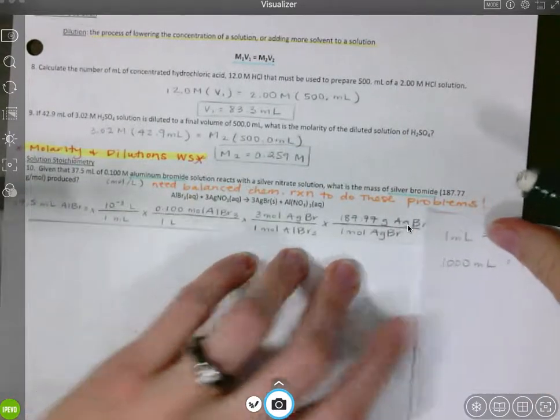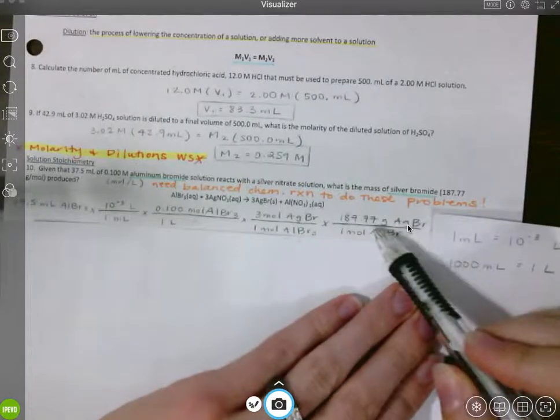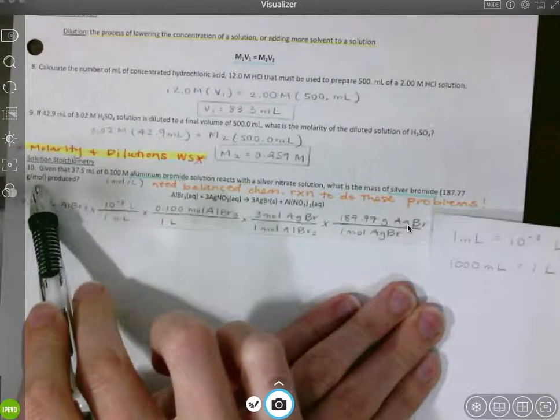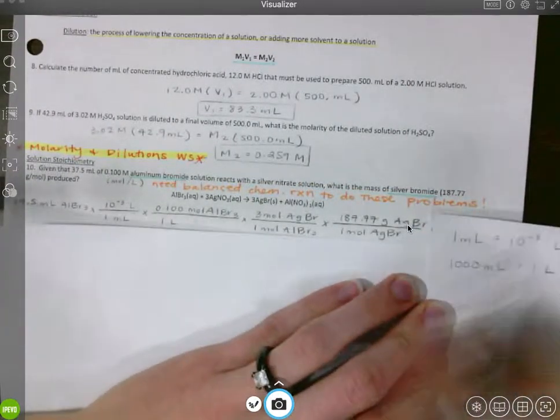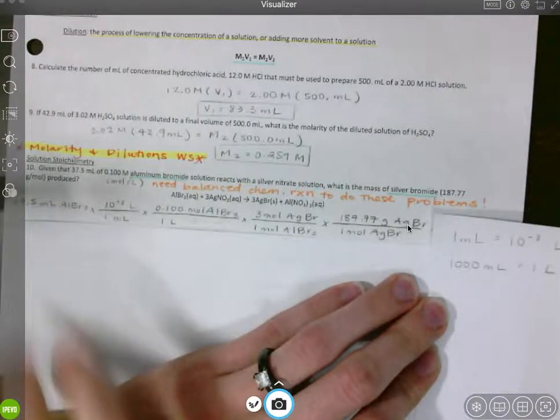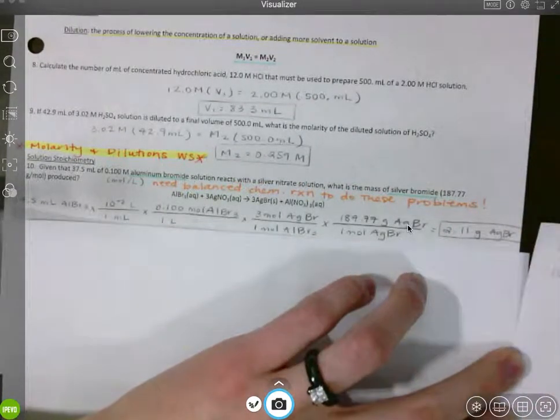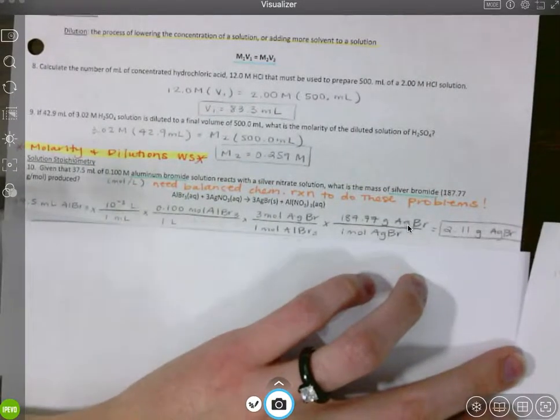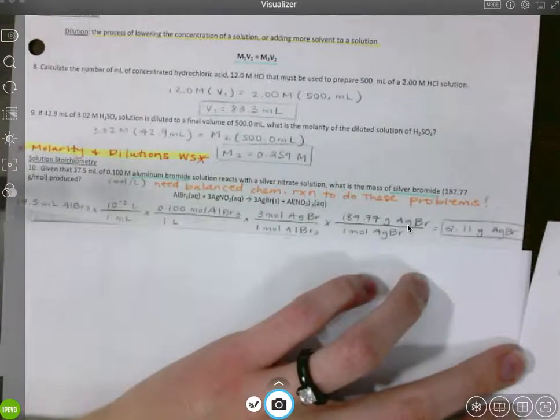Moles of silver bromide has to go on the bottom, and we have grams up top. Remember, the number 1 always goes with the bottom unit. So grams over mole, moles is on the bottom, and we put the 1 there. Okay, so we're going to put this into our calculator. It looks like we have 1s all on the bottom, so we're just multiplying everything up top. And with 3 sig figs, we get 2.11 grams of silver bromide. So it's a pretty long process, and we need a balanced chemical equation for these.